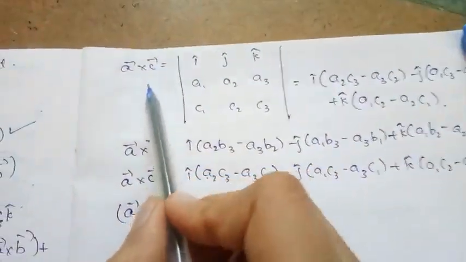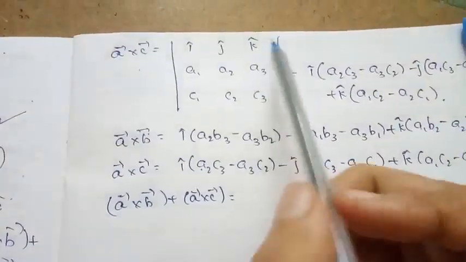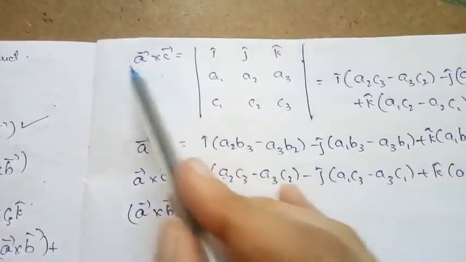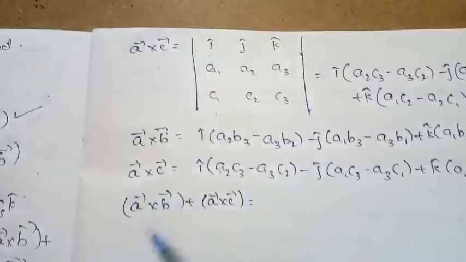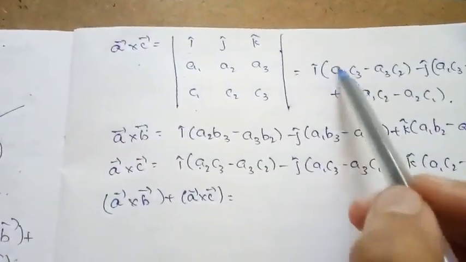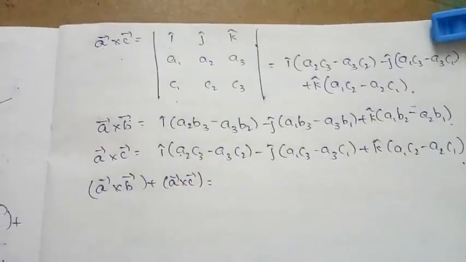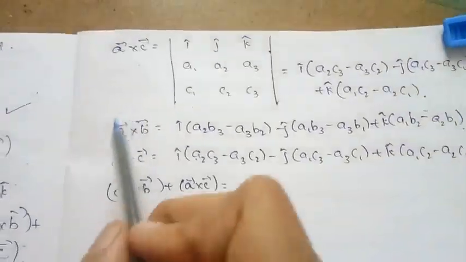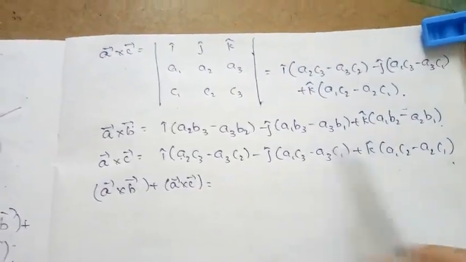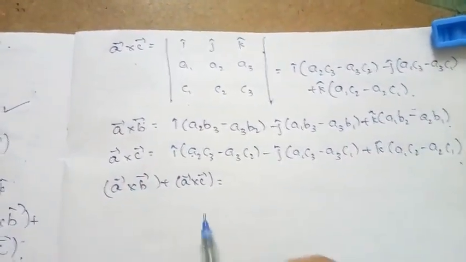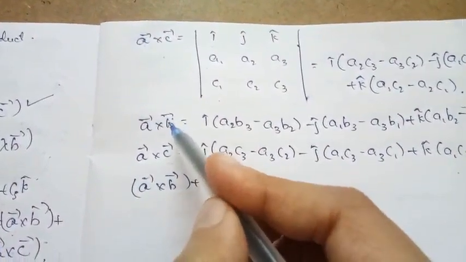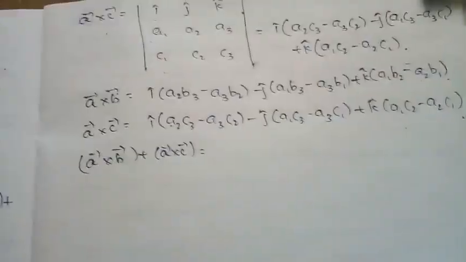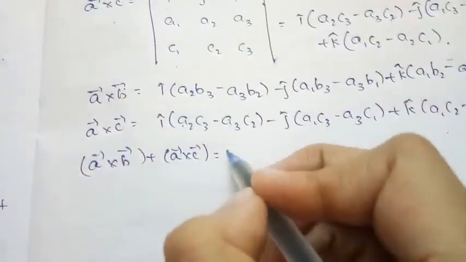Similarly we can find vector A cross vector C. First row i cap, j cap, k cap, second row the components of the first vector, third row the components of the second vector. Expanding along the first row, we get vector A cross vector C. So this is our vector A cross vector B, which we have already found, and this is our vector A cross vector C. But what we require in the RHS is the sum of these two vectors. So now we need to add the corresponding components. First is i cap.